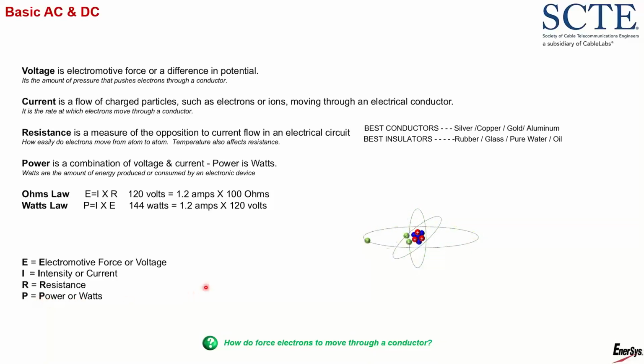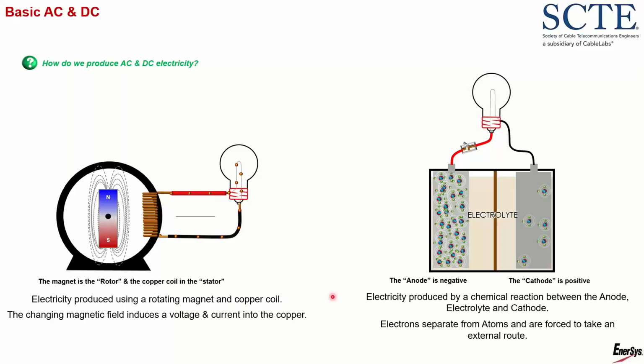Okay? So how do I force the electrons to move through a conductor? So what type of pressure, or how do I get these electrons to move from atom to atom to atom, like I said that they do when it's in electricity? Well, really, there are two ways that we basically do that. There are other ways, but these are the main two ways.